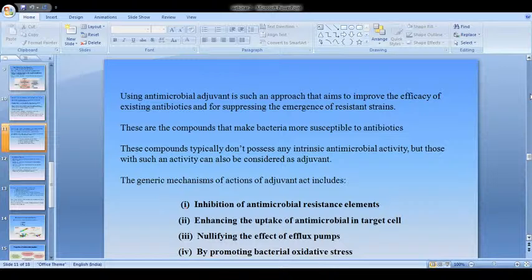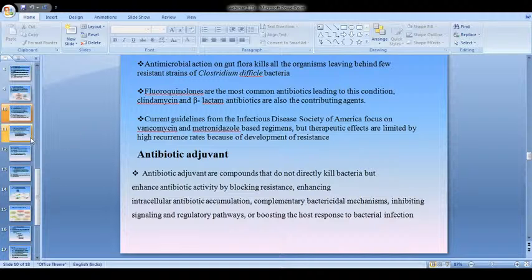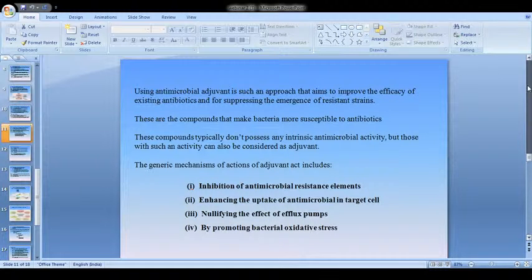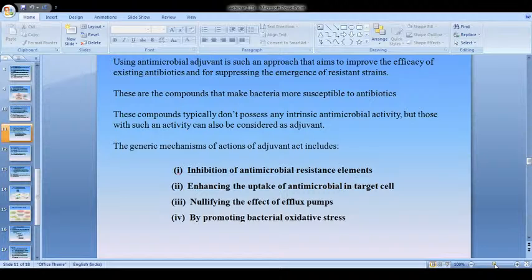So these are the compounds that make the bacteria more and more susceptible to the antibiotics. These compounds typically don't possess any intrinsic antimicrobial activity, but those with such an activity can also be considered as an adjuvant. Some mechanisms of action are there. The first one is inhibition of antimicrobial resistance elements, enhancing the uptake of antimicrobials in target cells, nullifying the effect of efflux pumps, and also promoting bacterial oxidative stress.